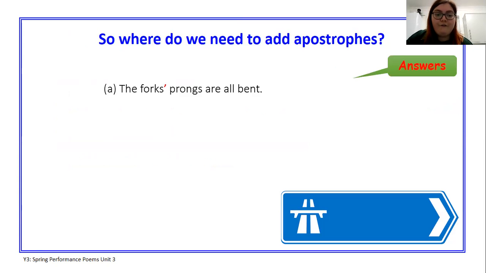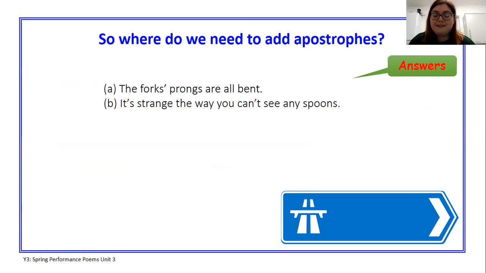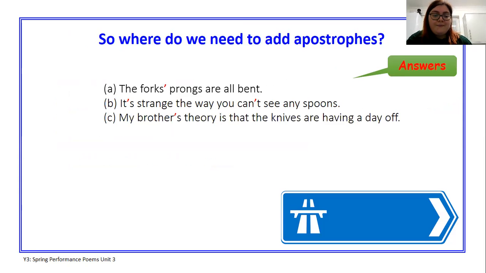The fork's prongs. The prongs belong to the fork. It's strange the way you can't see any spoons. So that one we wanted an apostrophe for it's, short for it is, and an apostrophe in can't for cannot. And C, my brother's theory is that the knives are having a day off. The theory belonged to the brother, so we want the apostrophe for possession there. What's your theory? Remember, what's is short for what is. So what is your theory?